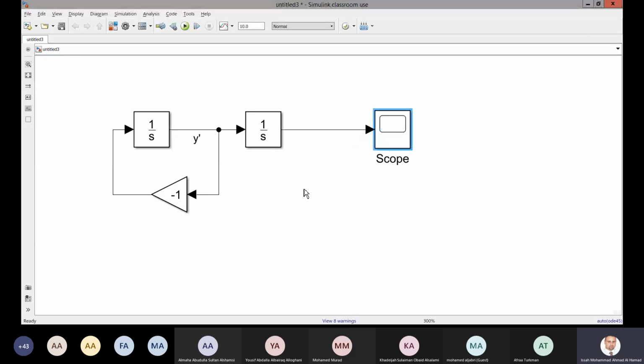Any answer or any idea? Doctor, can you repeat?